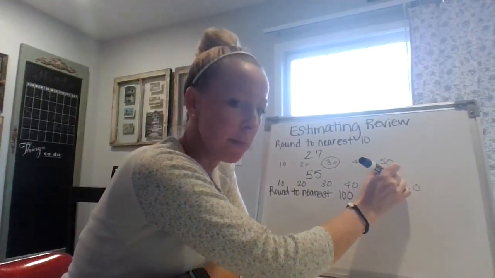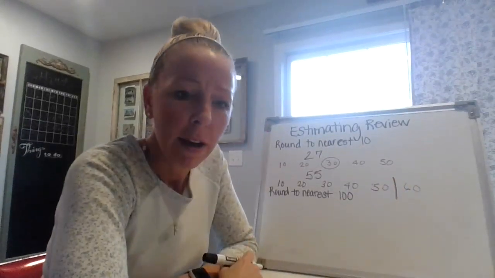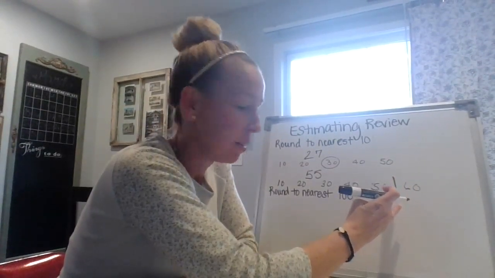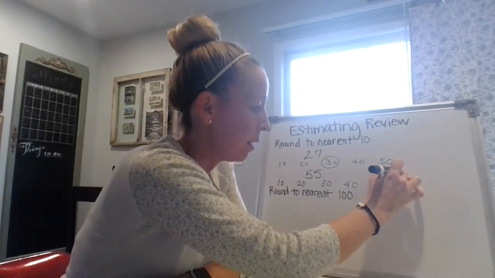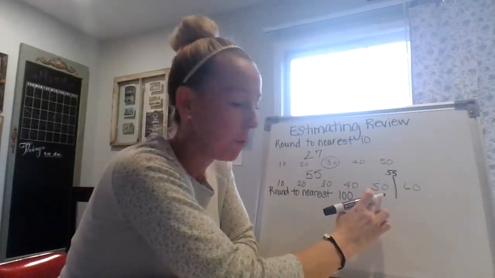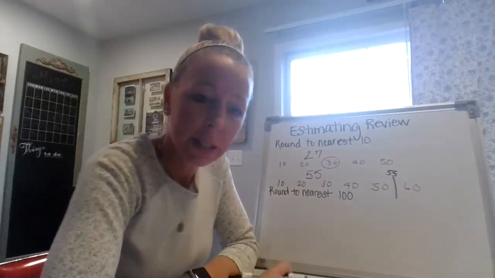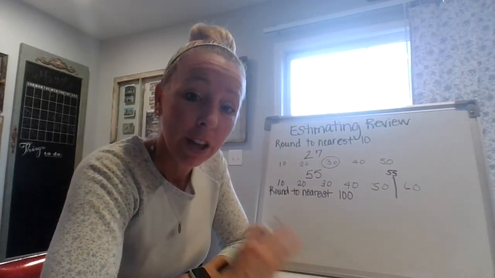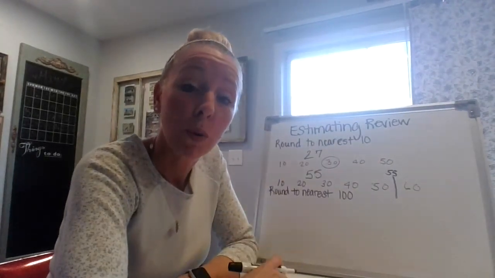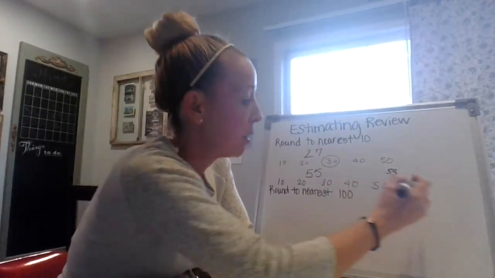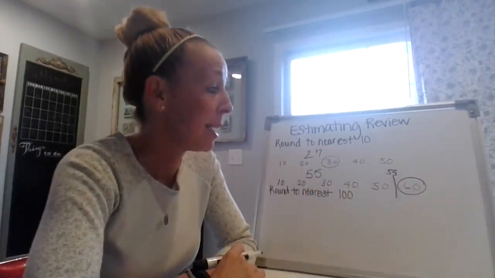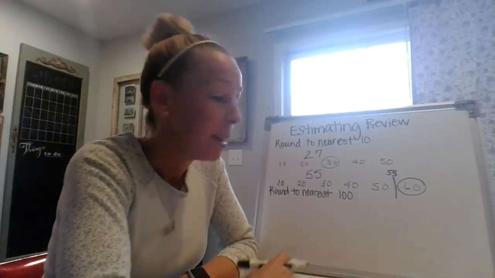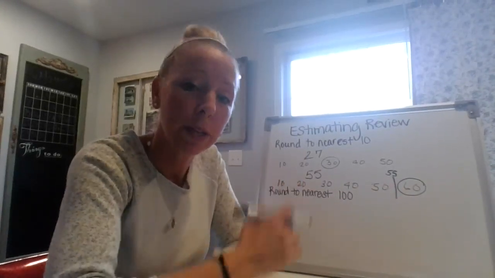It's right in the middle of 50 and 60, isn't it? It's the same distance from 55 to go to 50 as it is from 55 to go to 60. Who remembers what we do? You go up. You go to the larger number. So if we're estimating 55 to the nearest 10, it would be 60.